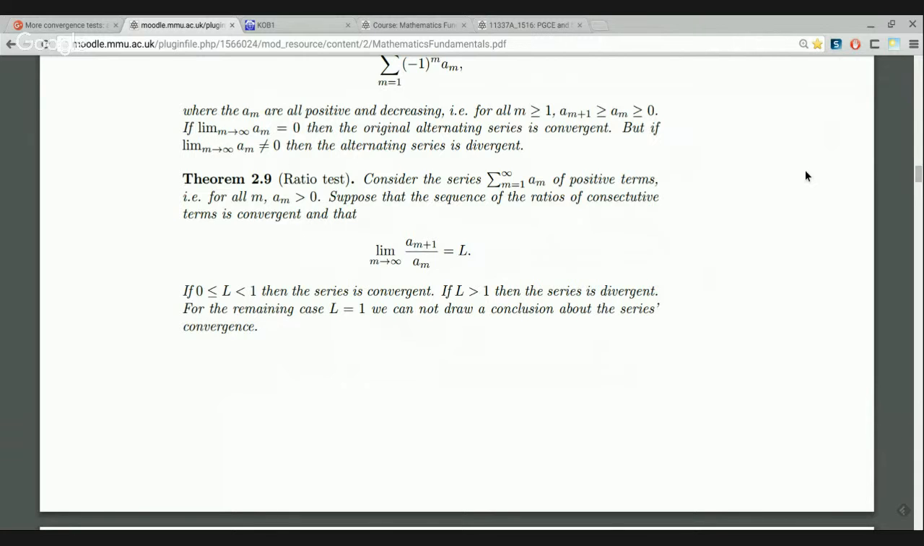But before that, we'll just look at theorem 2.10, which is very similar to this in that it has the same motivation, the same explanation. And that's the root test. This is the root test.